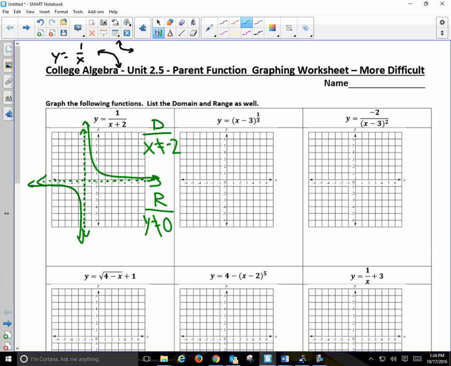Okay, x minus 3 to 1/3 power. That's a cubed root function. Who remembers what cubed root looks like? Oh, Terry does. What is it? Yeah, all right.